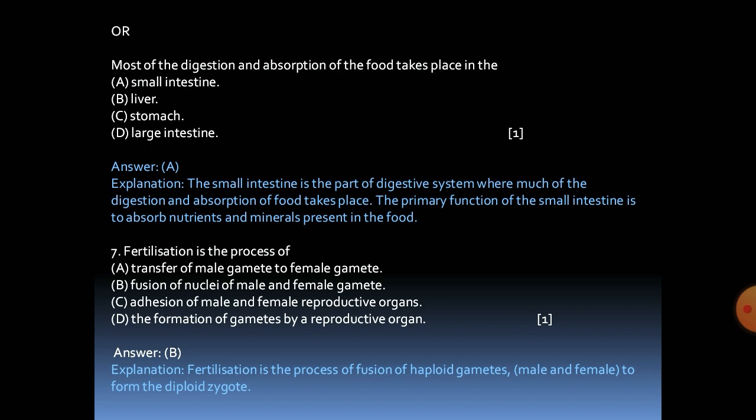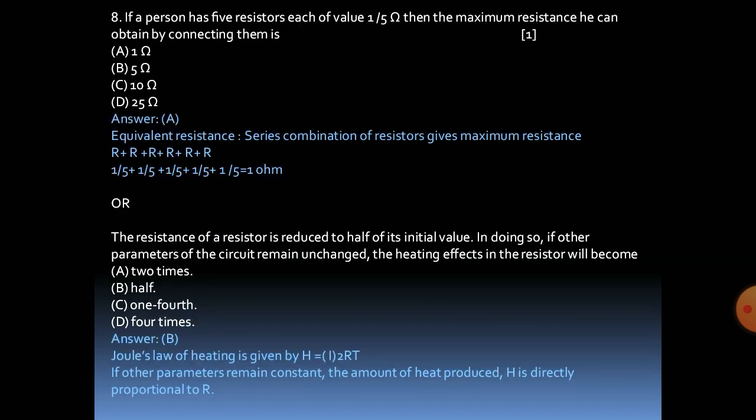The next question is, if a person has 5 resistors each of value 1 by 5 ohm, then the maximum resistance he can obtain by connecting them is. Options are 1 ohm, 5 ohm, 10 ohm, 25 ohm. बच्चे क्या करते हैं कि देखते हैं कि मैक्सिमम इज 25 ओम, सो दे टिक द आंसर 25 ओम. But you have to use your common sense.